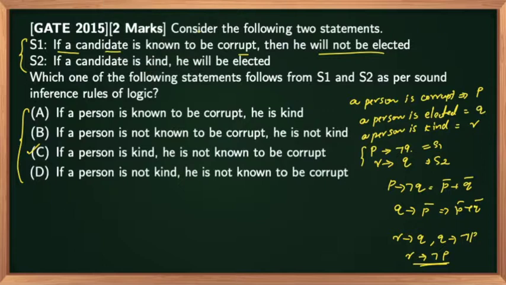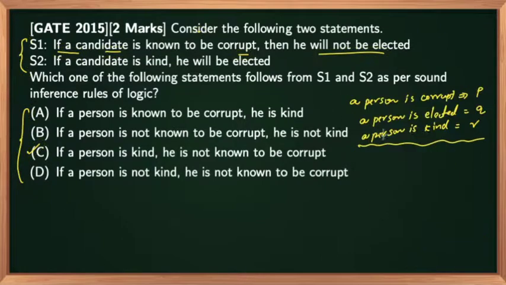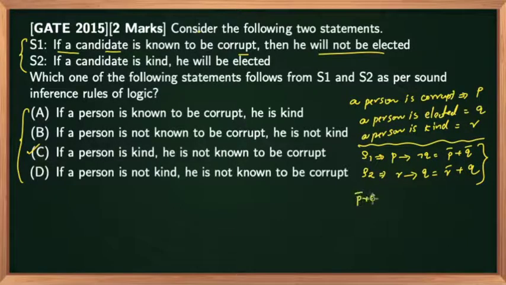Now let's assume you are not able to identify this identity. So what you know is that the statement S1 is equal to P implies not Q. That's equal to P bar plus Q bar, right? And you have S2, that's equal to R implies Q, that's equal to R bar plus Q. If these two are true, I have to multiply these two: P bar plus Q bar into R bar plus Q. So I'll be getting P bar R bar plus P bar Q plus Q bar R bar, right?